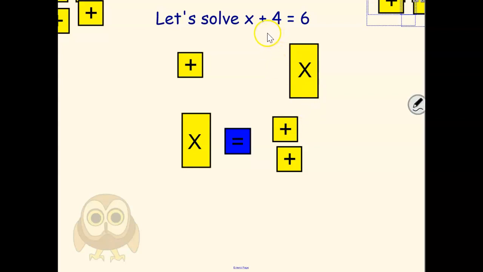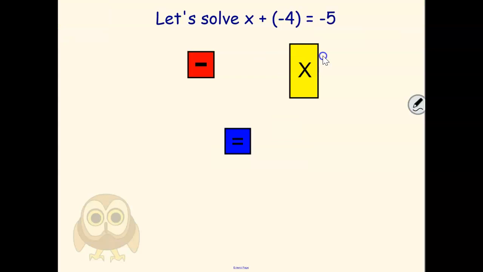The way I show that numerically is to get rid of this plus 4 right here, I'm going to minus 4. And when I minus 4 on both sides, these cancel out. That gives me x by itself over here. And 6 minus 4 right here is 2. And I see x equals 2.